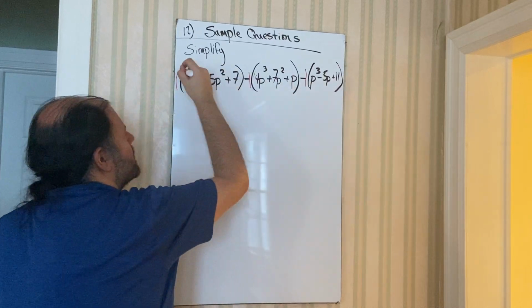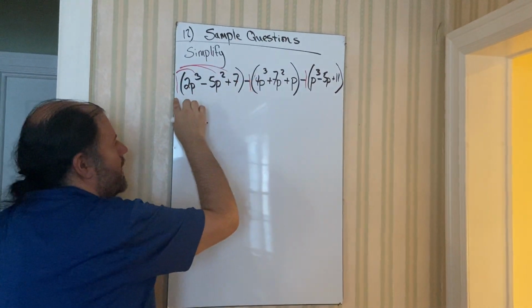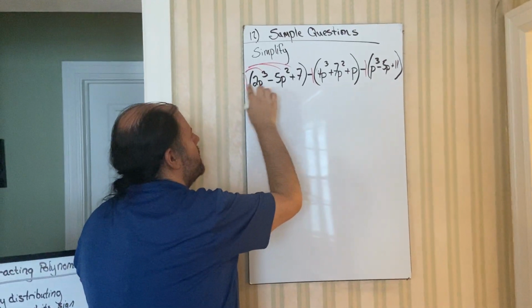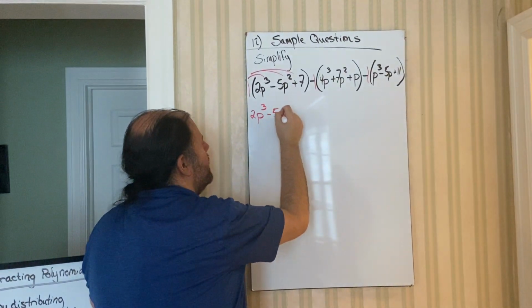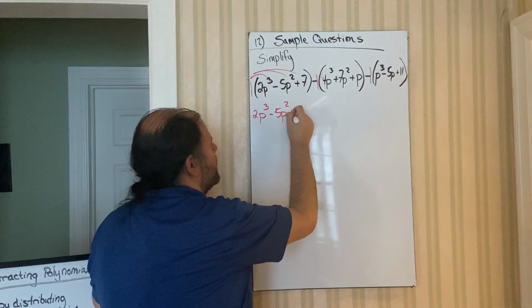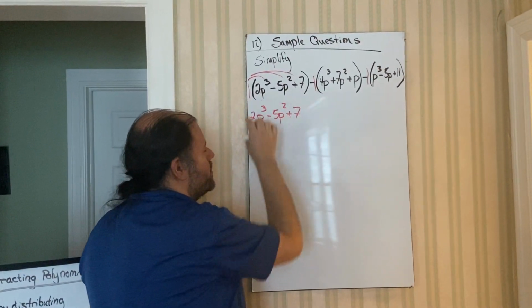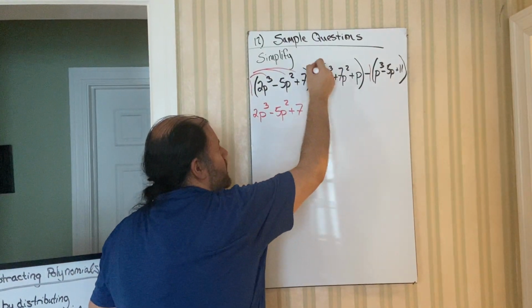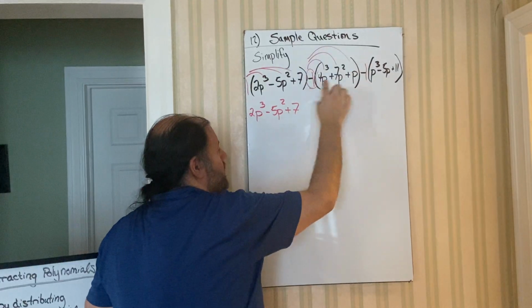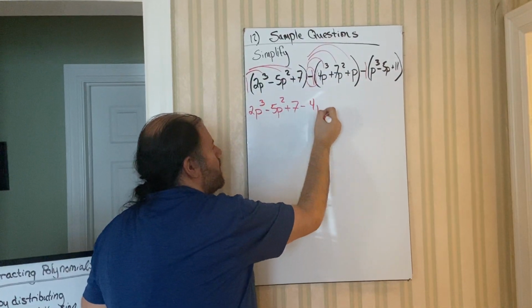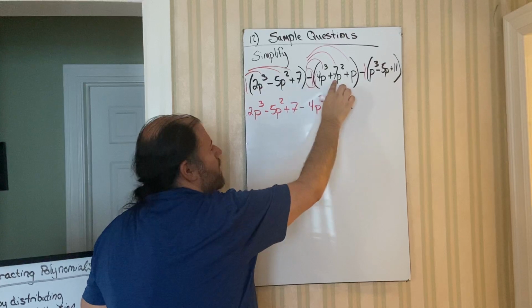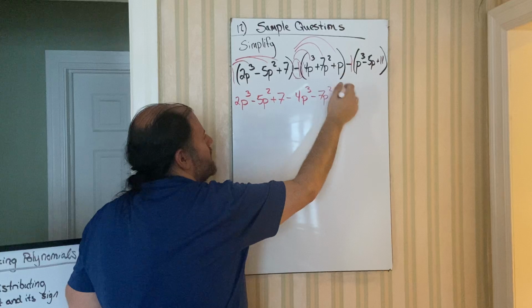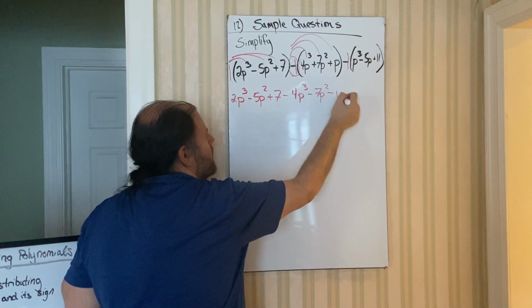And when you distribute here, since this does not have a sign, it's understood as positive 1. So you're going to get 2p cubed minus 5p squared and a positive 7. So nothing changed because we're distributing by a positive 1. Notice we're going to distribute this one by a negative 1. Remember, distribute by the number and its sign. So negative 4p cubed. This will become negative 7p squared. This becomes negative 1p.